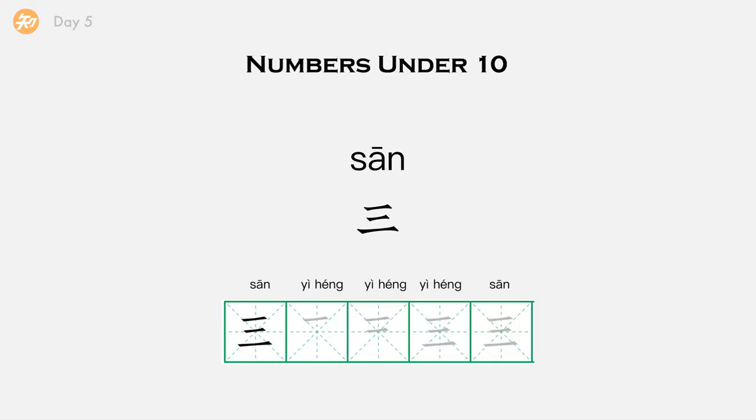The next one is number 3, which is also simple. We simply write 3 横 and it's 3. It's called 三. Read after me. 三.